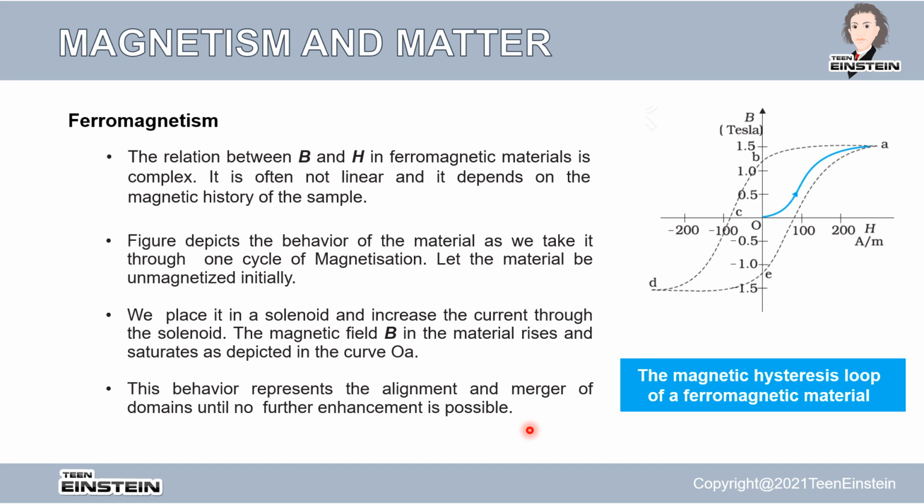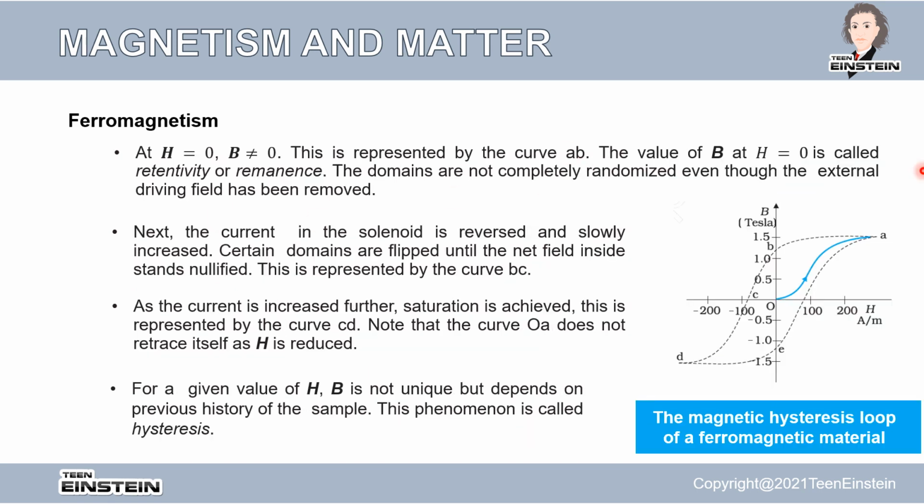There are no more domains to align. So now it has reached saturation. Now what happens when you reduce the field again and bring it to 0, that means H equals 0, B is not equal to 0.